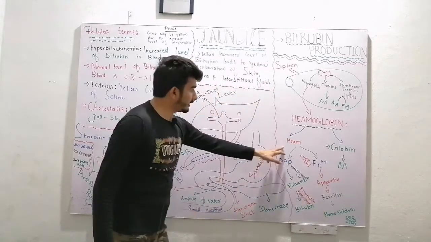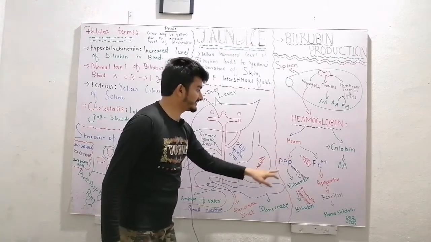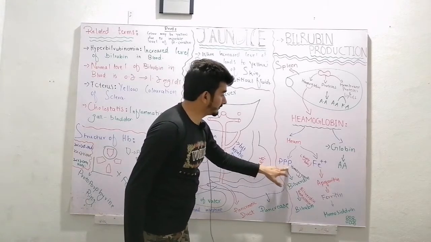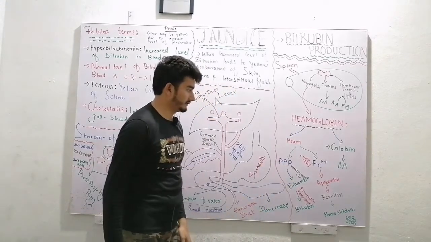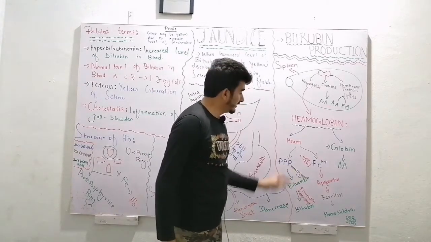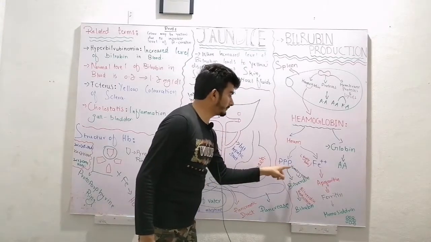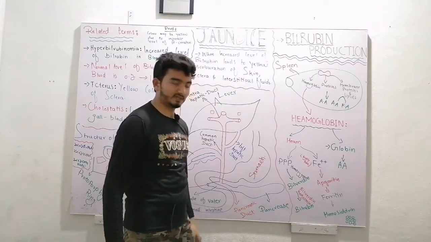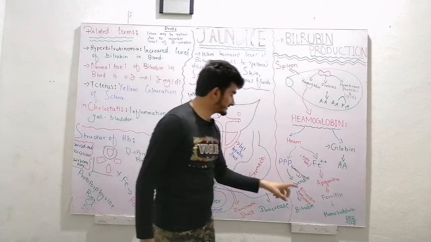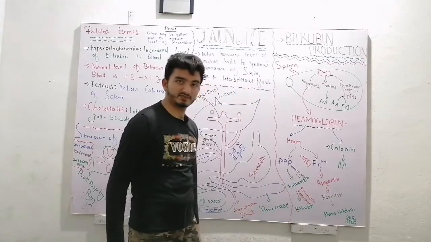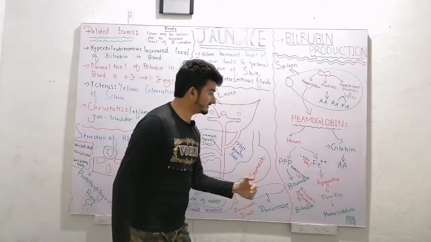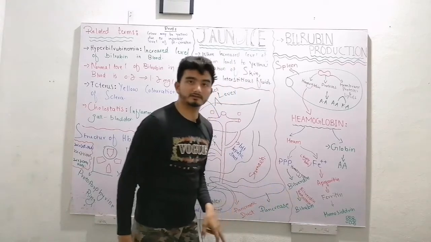Now another part of heme is the protoporphyrin ring. The protoporphyrin ring will convert to biliverdin through a special enzyme called heme oxygenase. Heme oxygenase converts the protoporphyrin ring to biliverdin. Then biliverdin converts to bilirubin with the special enzyme called biliverdin reductase. So that is the formation of bilirubin. Now we will move on to our topic and focus on the bilirubin.